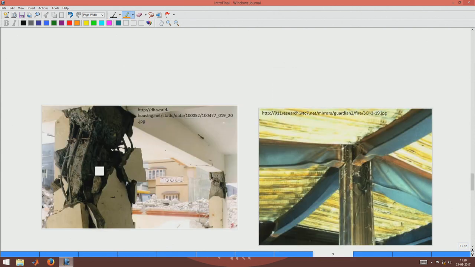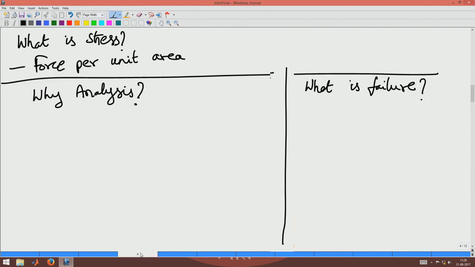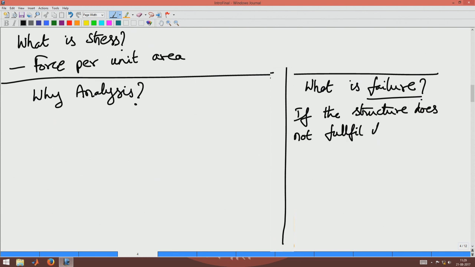In other words, is this the failure of the body, or is the yielding which has occurred and the buckling that has occurred the failure of the body? What is failure? We have to understand this before we proceed. Failure by definition is if the structure does not fulfill its intended use, then it is said to have failed.